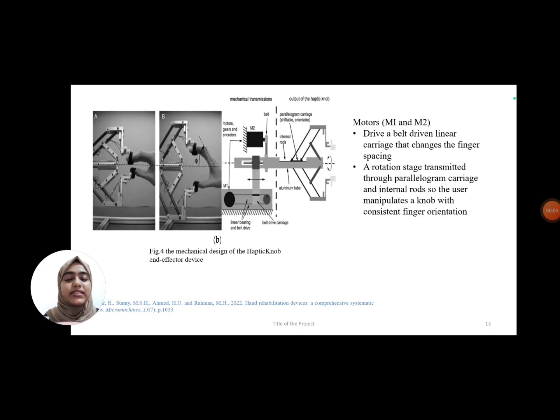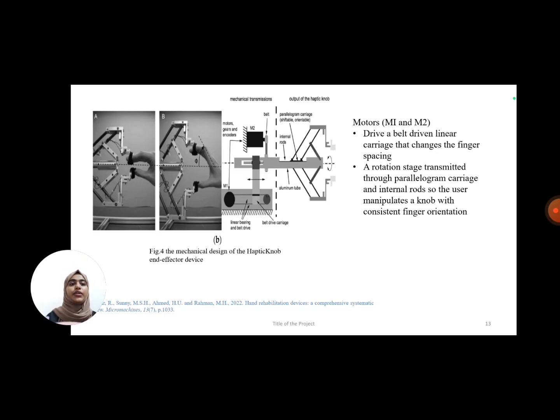The second single mode rehabilitation device is a tabletop end-effector robot, which helps with two basic movements: hand opening and closing, basically grasp gestures. So it has two motors, M1 and M2. The first drives a belt-driven linear carriage that changes the finger spacing.